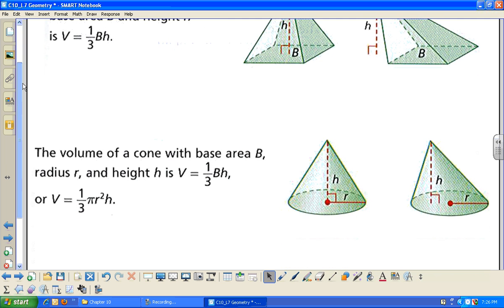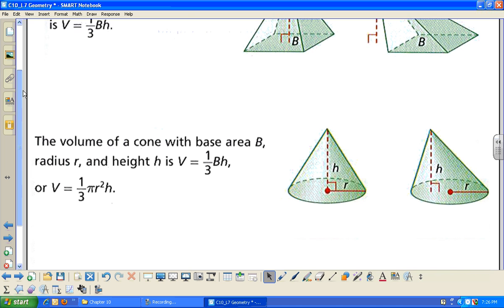The same thing goes for a cone. If I had a picture of a cylinder, I could break it into 3 congruent parts to develop a cone. So here I'd find the area of the base, which would be your radius squared times pi, times the height of the cone, and times it by 1/3, or divided by 3.